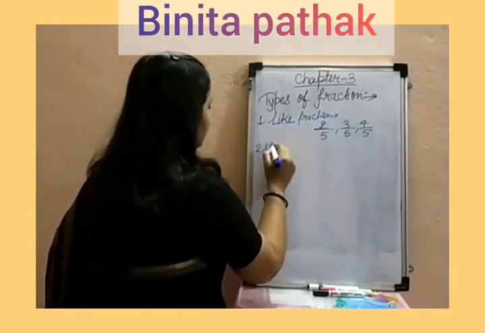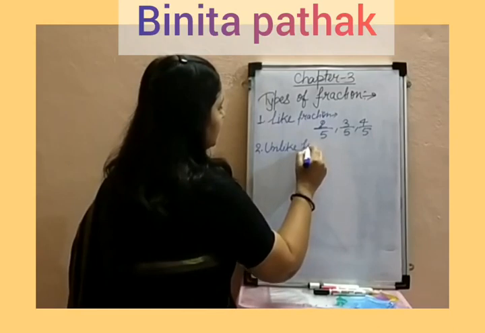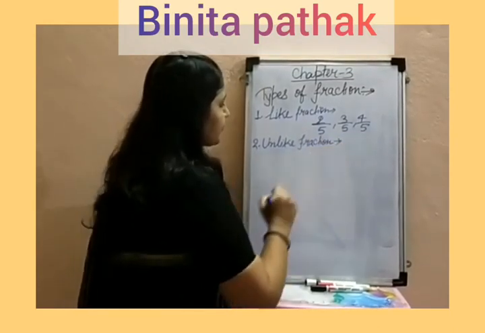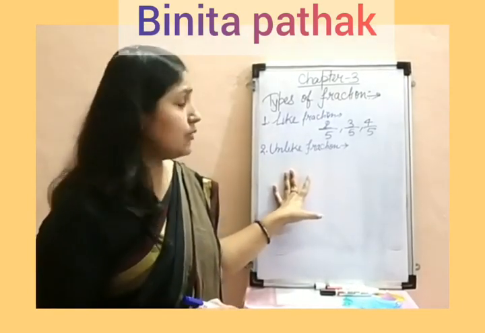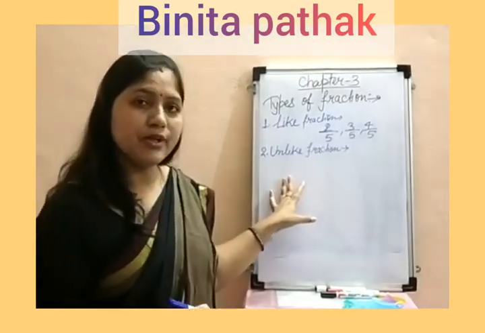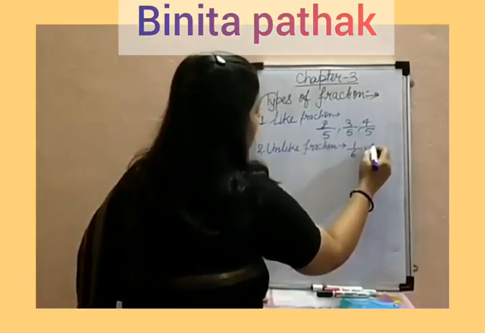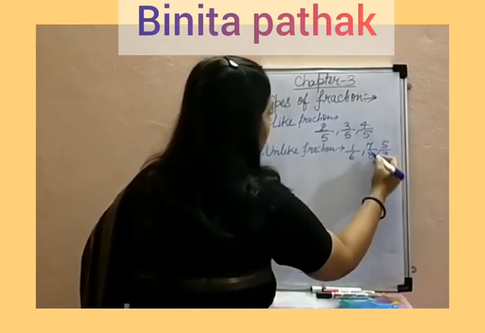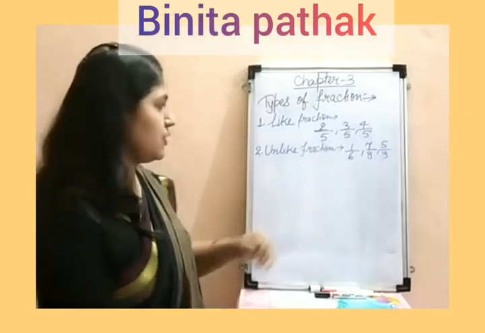Second is unlike fraction. If two or more fractions have different denominators, they are called unlike fractions. For example, 1 upon 6, 7 upon 8, 5 upon 3. All the denominators are different. These are called unlike fractions.